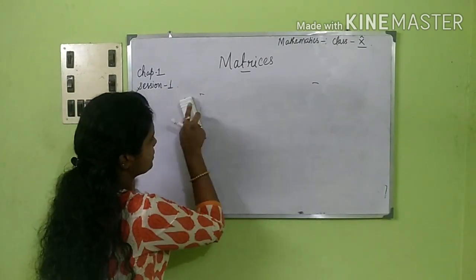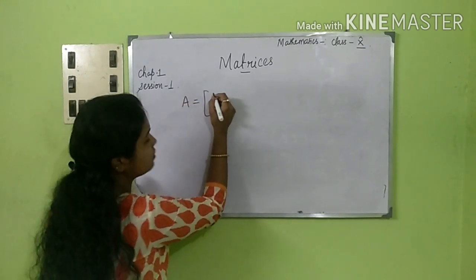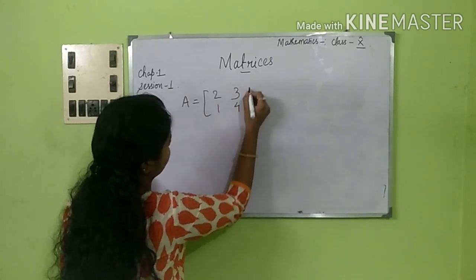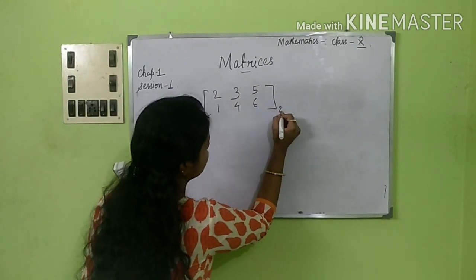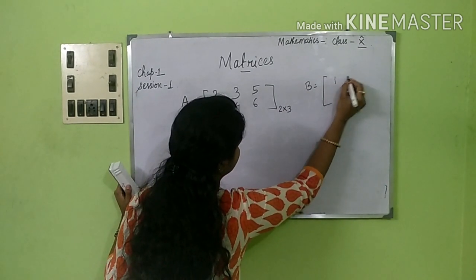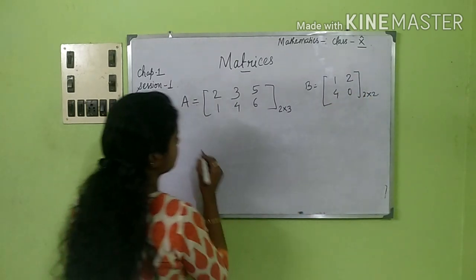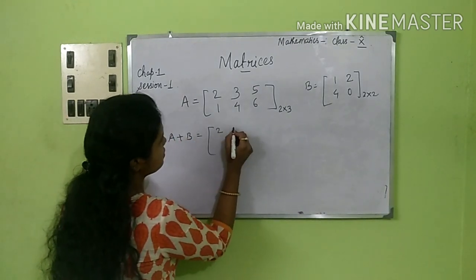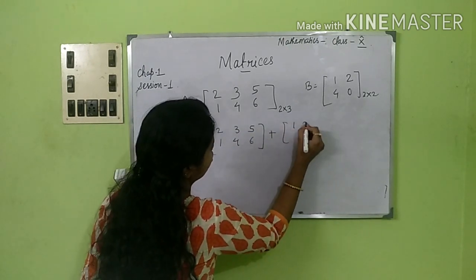Next, the question is, if the matrices are of different orders, suppose this is a rectangular matrix that I am taking, A is 2, 3, 5, 1, 4, 6. This is a rectangular matrix of the order 2 cross 3. And B is a matrix I am taking, a square matrix again. Let me take 1, 2, 4, 0. This is a 2 cross 2 matrix. Now we need to find out A plus B. Let me write the values of A first. 2, 3, 5, 1, 4, 6 plus 1, 2, 4, 0.